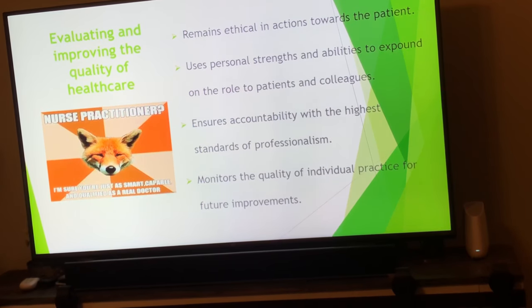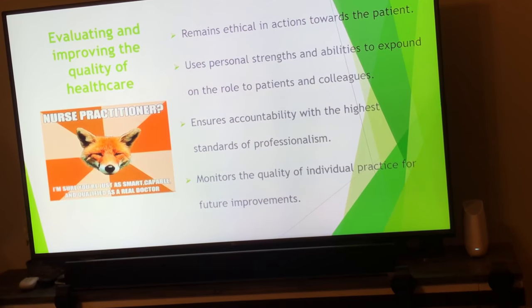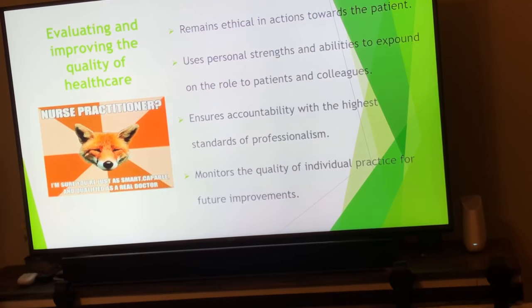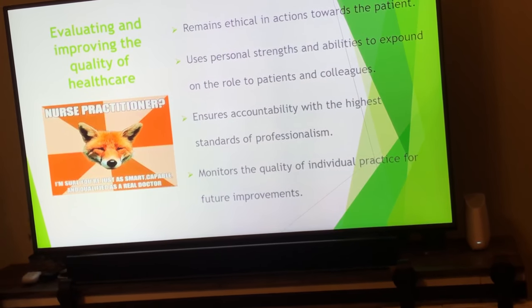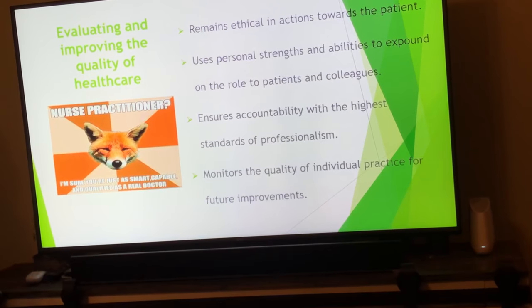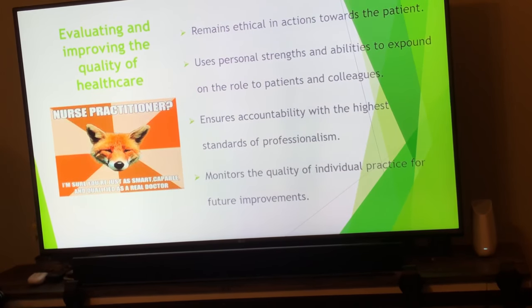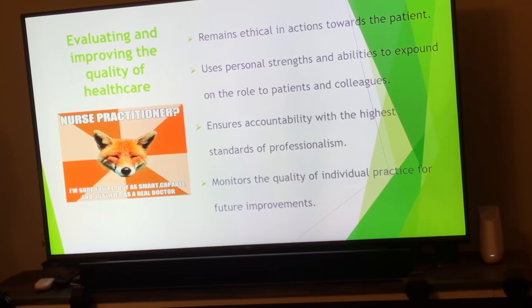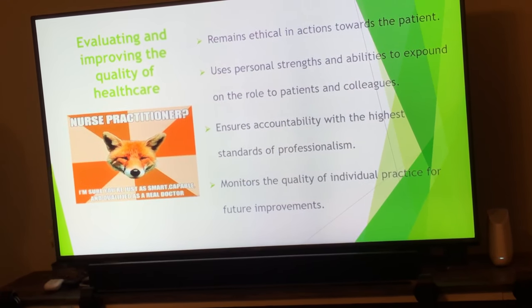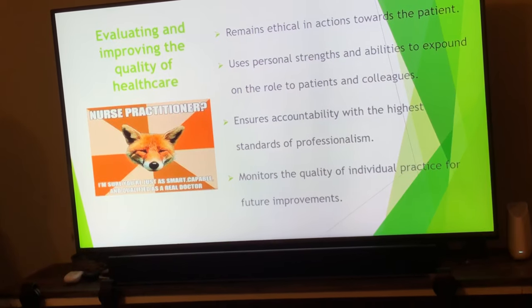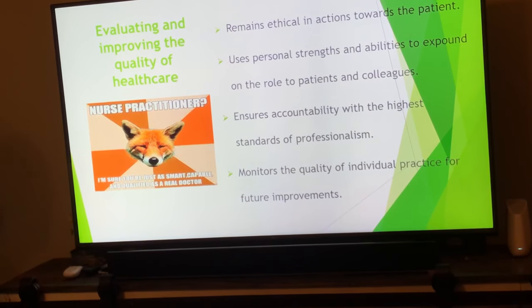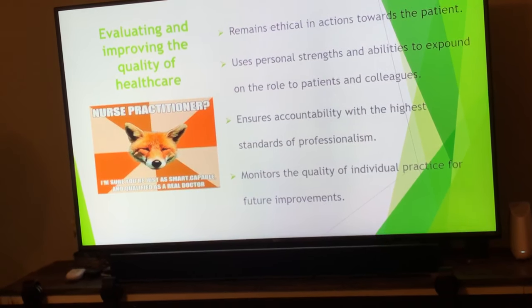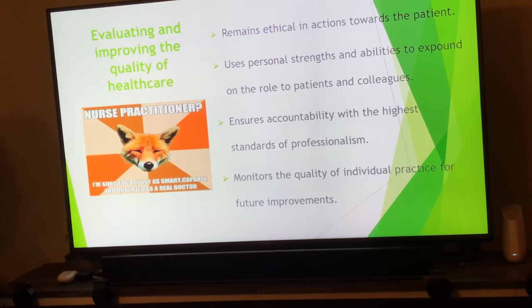We can use personal strength and abilities to expound on the role of patients and colleagues, because most of us as nurse practitioners, we've been nursed. We know, we've seen the patient side of it. Now it's just kind of transitioning to the nurse practitioner role, but we're still going to take some of our nursing policies with us. So ensure accountability with the highest standards of professionalism.